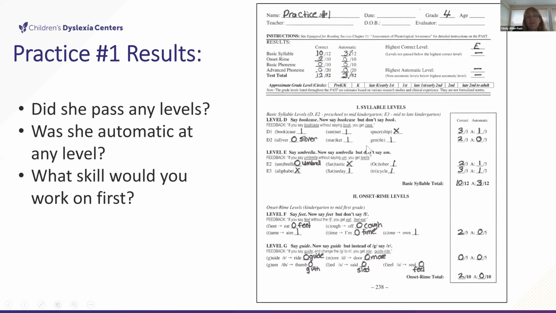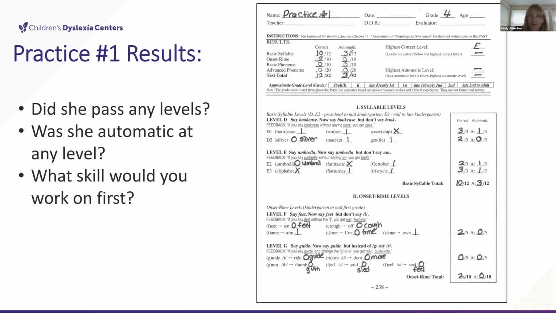Then what I did is I put all those results at the top. So at the basic syllable level, she had 10 out of 12 correct, 3 out of 12 automatic. Onset and rhyme level, 2 out of 10 correct, 0 out of 10 automatic. And I didn't give the rest of the levels, so those would be scored as 0 out of 10 for the basic phoneme and the advanced phoneme level. Her test total, 12 out of 52 points correct and 3 out of 52 automatic.